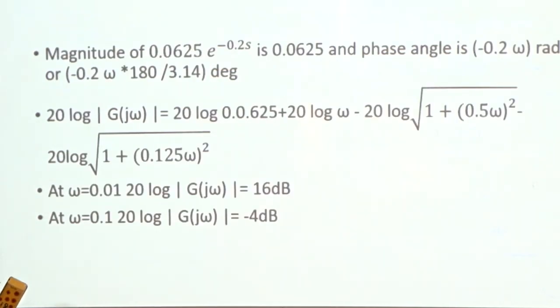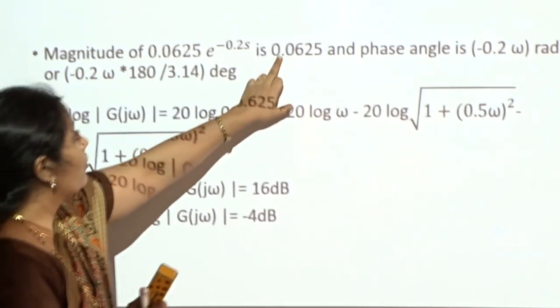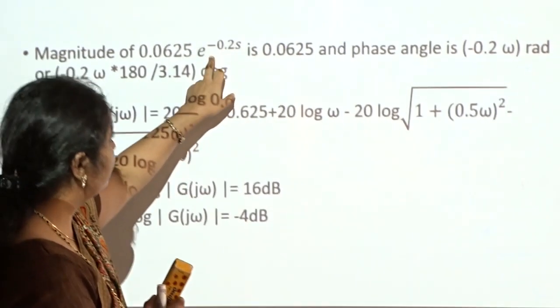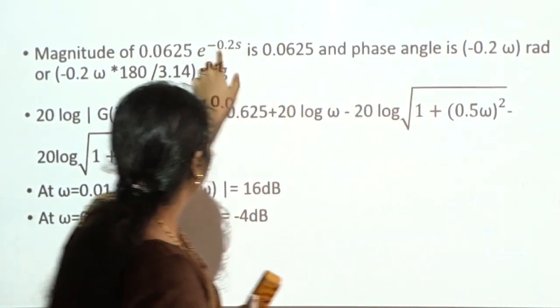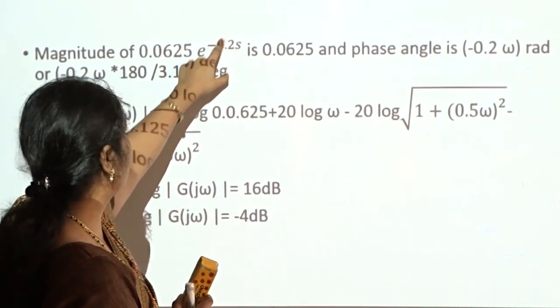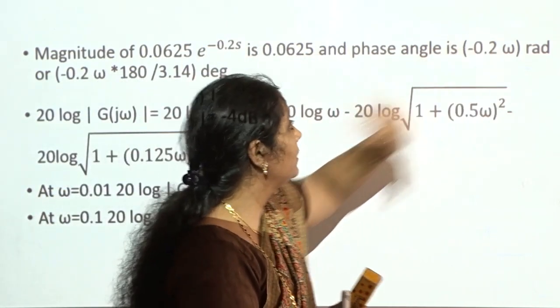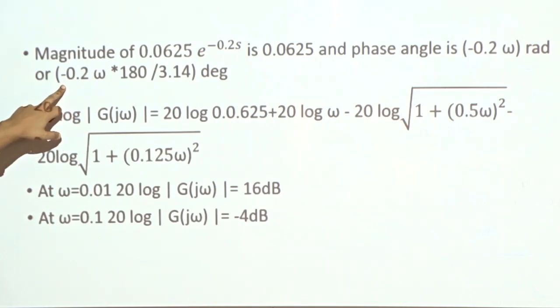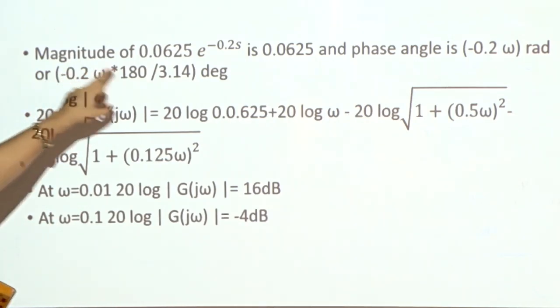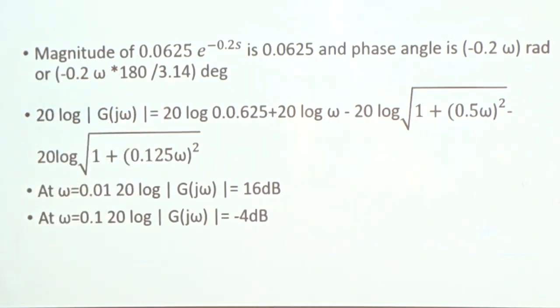Whenever we have an e term in the equation, the magnitude of this is 0.0625 and the phase angle will be minus 0.2 omega. Whatever we have in the power here is the phase. That is in radians, and to convert it into degrees, you multiply by 180 and divide by pi. Then coming to the magnitude, if you have to find 20 log of the magnitude of the transfer function, this is the equation.